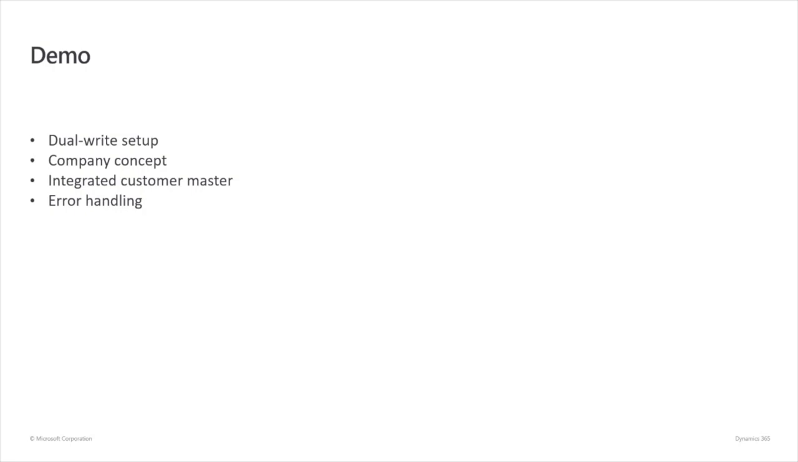So in terms of the demo, I think we want to cover a couple of things today. Number one, I want to show you the steps required for the dual-write setup. And then we want to highlight some of the functional scenarios: how the company concept looks on the CDS side, how the integrated customer master experience looks, and how the data moves seamlessly back and forth, whether it's record creation, update, or delete. And then we want to talk a little bit about the error handling.